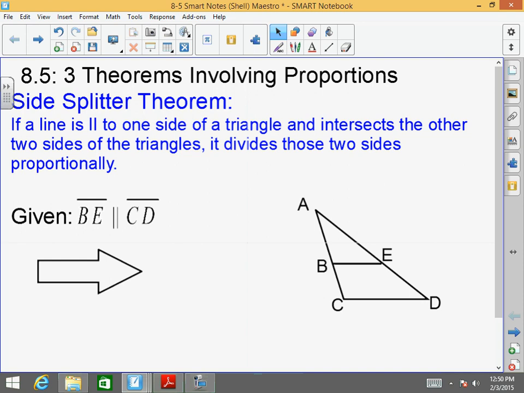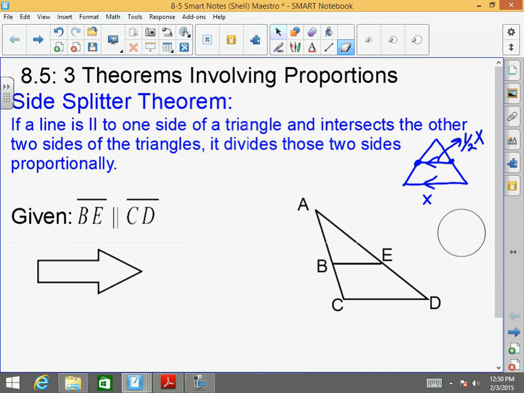I do not want you to get mistaken with the mid-segment theorem, which is quite similar. The mid-segment theorem states that if you have a triangle and there is a segment connecting the two midpoints of opposite sides of a triangle, then that segment is parallel to the base and is half the size. So if that's x, this guy would be half of x. That is called the mid-segment theorem. This is completely different. It looks the same, but it is different. I want you to very much be careful.